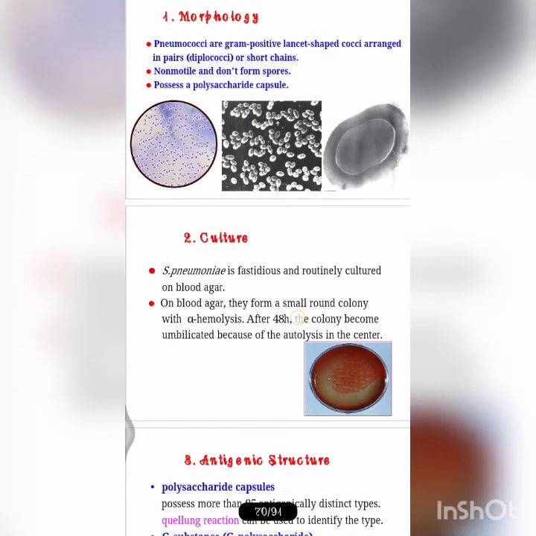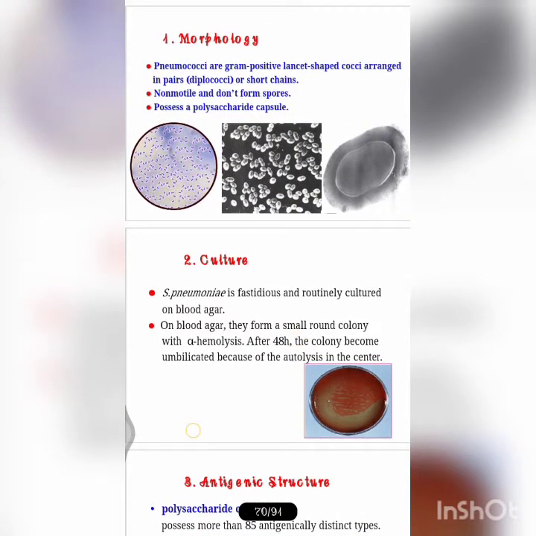And next, the culture. They are fastidious and routinely cultured on blood agar. Mainly we take sheep blood, and they form a small round colony with alpha hemolysis. This is very important. Alpha hemolysis means partial breakdown of RBCs. After 48 hours, the colony becomes umbilicated because of autolysis in the center. It gives a somewhat green color.